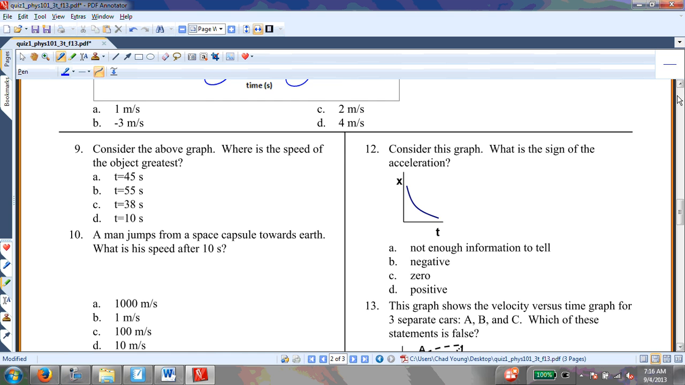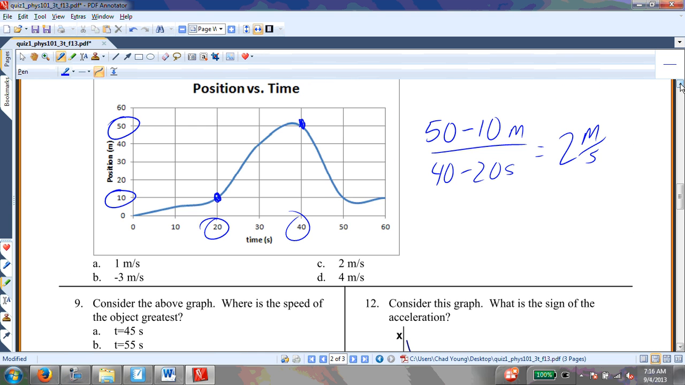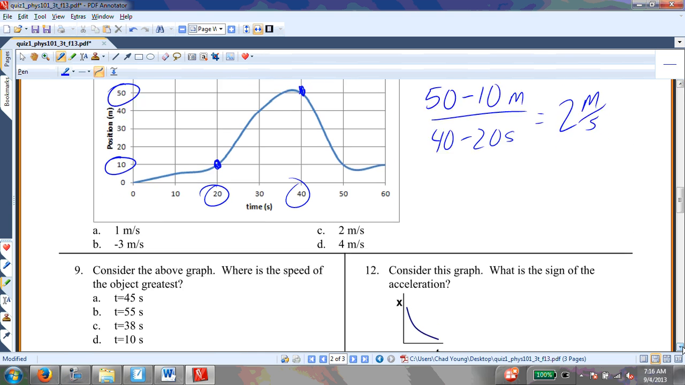Consider the above graph. Where is the speed of the object greatest? Let's just mark these times: 45, 55, 38, and 10 seconds. And I can find the tangent lines for each of these. All right, this one has the steepest tangent line. Even though it is negative, it's still a steeper tangent line. And so that was 45 seconds. So A is number 9.